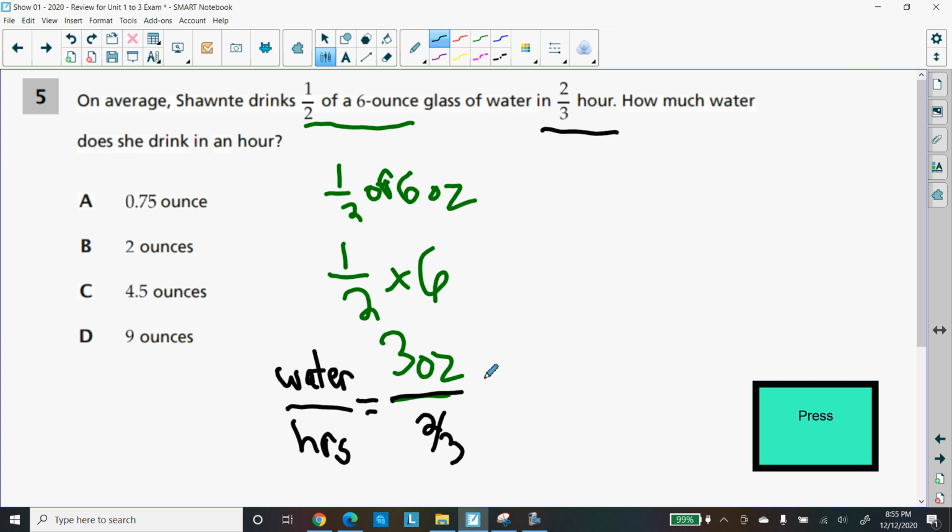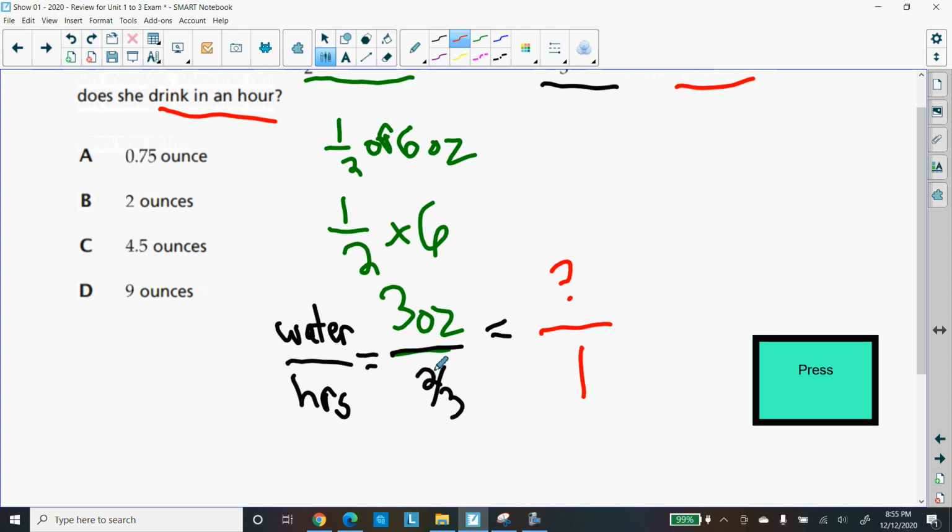Now, they want to know how much water. So here's my second fraction. How much water is she going to drink in 1 hour? I'm going to put a 1 here because my hours is down here. 2/3 of an hour was 3 ounces. 1 whole hour is what they want to know. So if you look at my setup, I have 3 ounces of water over 2/3 hour equals question mark water over 1 whole hour.